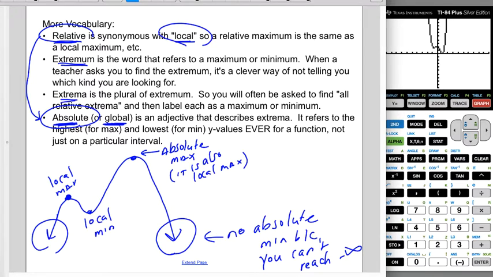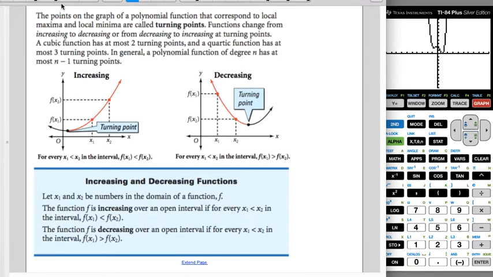So moving on. The points on a graph of a polynomial that correspond to local maxima and local minima are called turning points. Now, I want to point out that in the last video, in 7.1, you were told the non-mathy term by your same textbook: U-turns. It's the same idea, a turning point or a U-turn.